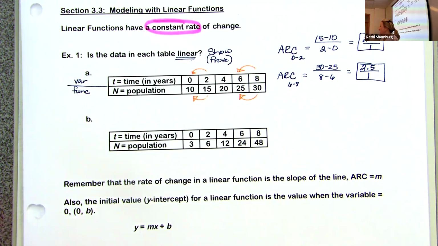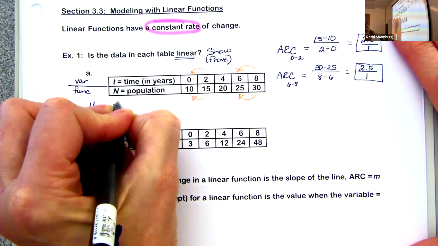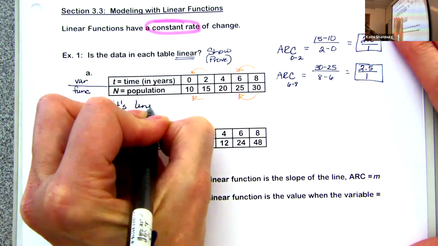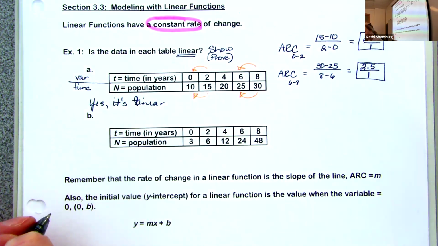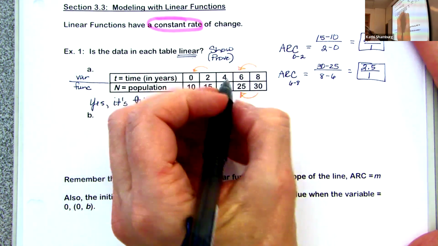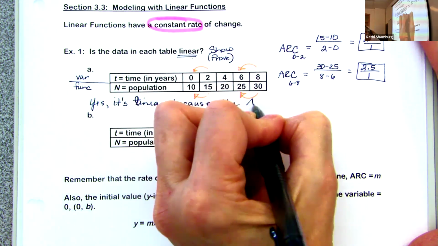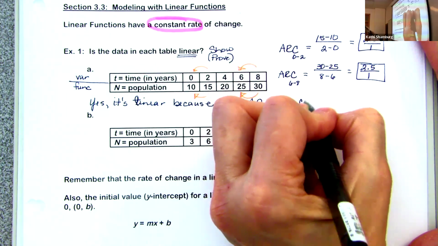So if I asked you to explain, now, I'm not asking you to explain what the function is. I'm just asking you to explain if the question is, is it linear? So you would say, yes, it's linear. And how do I know this? Because the average rate of change is what? The same or constant.